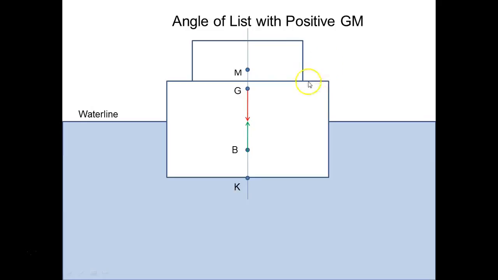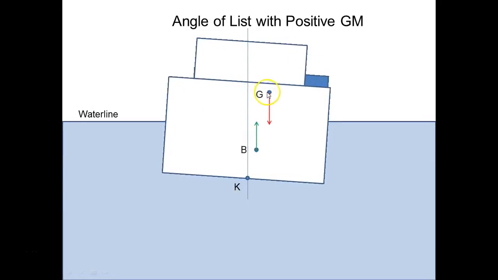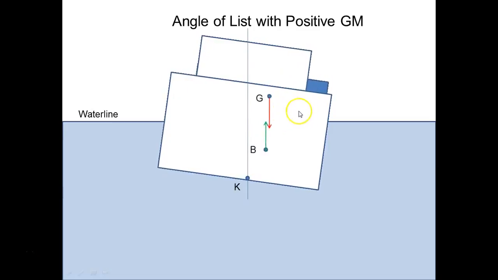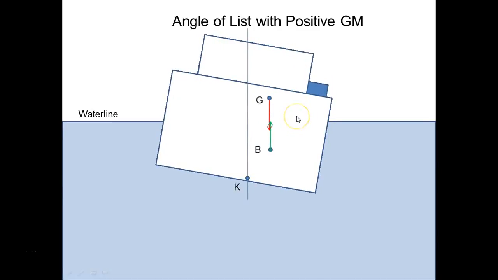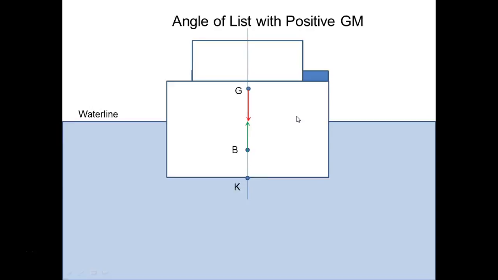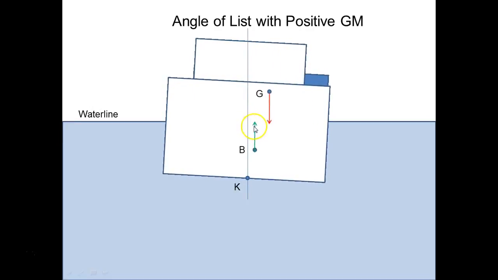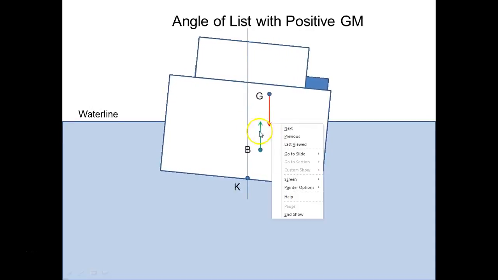But if we were to put a weight over here on the starboard side, the center of gravity would move off the center line. And you can see that the vessel would incline. The vessel is inclining because there is an upsetting moment here. B and G are separated by a distance. That distance is the righting arm, GZ. But in this case, this is not, in fact, a righting arm. It is an upsetting arm.